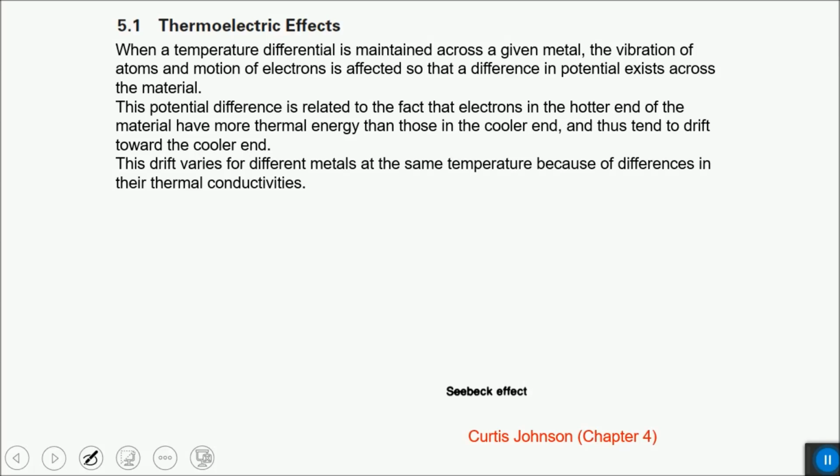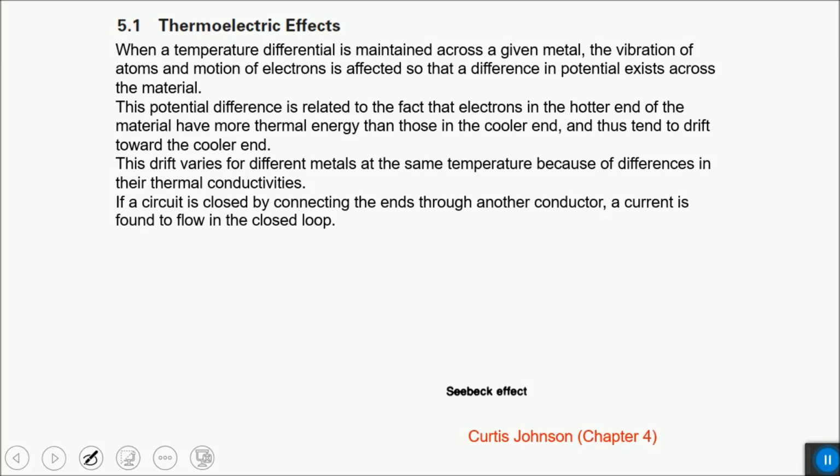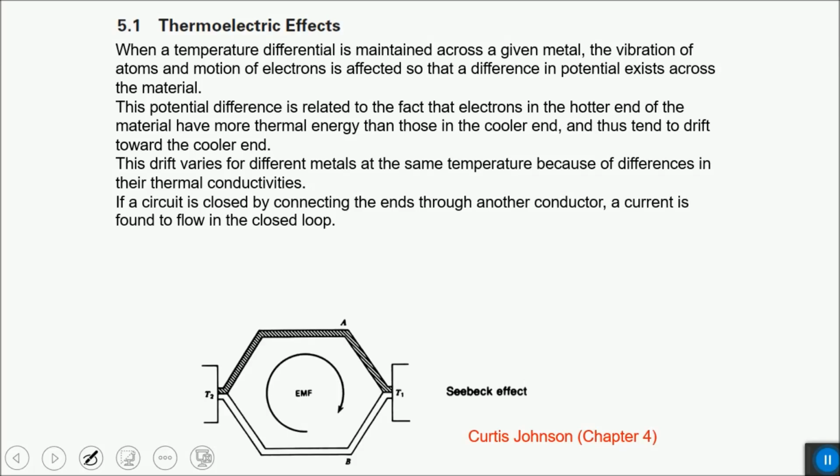And this drift varies for different metals at the same temperature because of the differences in their thermal conductivities. For example, for copper, the thermal energy of the electrons and molecules at a certain temperature will be different from those of platinum at the same temperature. So if the circuit is closed by connecting the ends through a separate conductor using a separate material, the current flows in the closed loop. This is called the Seebeck effect, and this is the block diagram of that effect.